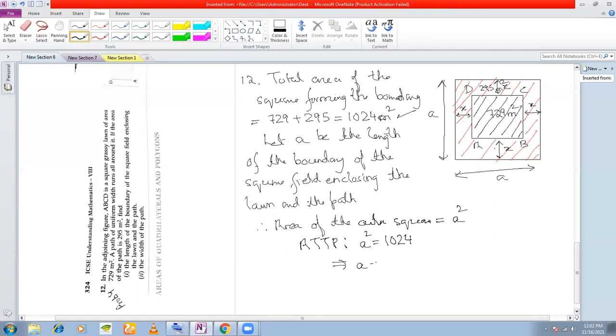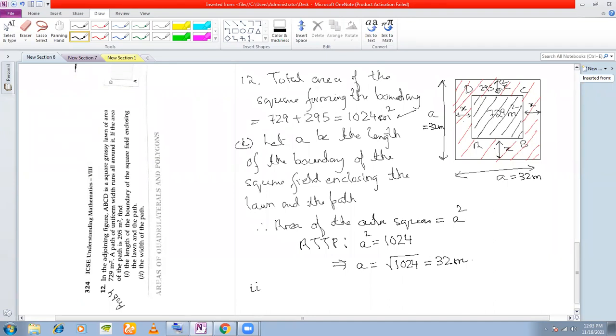That means A must be equal to square root of 1024. And how to find out the square root of 1024? You can either find the square root by prime factorization method, or you can find this out by division method. The best way is division method. Okay, so you can find this out to be 32 meter. So each of this is equal to 32 meters. This much I have found out, and that was the first question. So we have answered the first question.